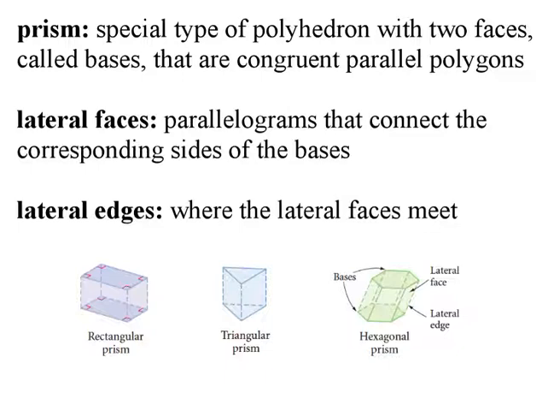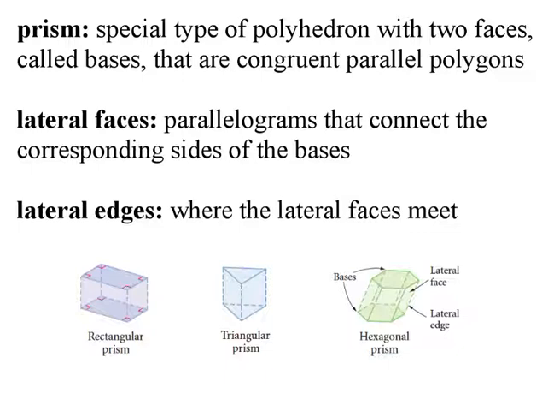If you look at this diagram here that shows a hexagonal prism, you have your 2 bases. And then you can see how the lateral faces are, and where the lateral edges are. Basically the lateral edges in this figure are going to be vertical, and the lateral faces are going to be vertical as well.